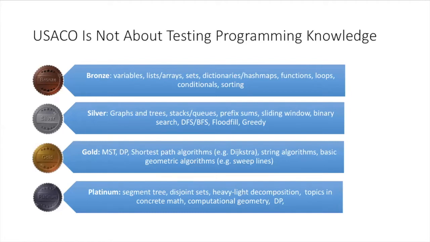In fact, if you look at this list, which is not exhaustive, for the Bronze level it's pretty true. You don't really need to know too much about programming, right? One year, maybe two years, I think you would learn enough. You need to know variables, lists, arrays, sets, and dictionaries or hash maps. Maybe you don't learn that in the first year of programming, but you get to it definitely in the second year. Know how to use functions, loops, conditionals, and maybe some basic sorting. So not a lot of knowledge is involved. It's definitely not testing your programming knowledge. But what is it testing?